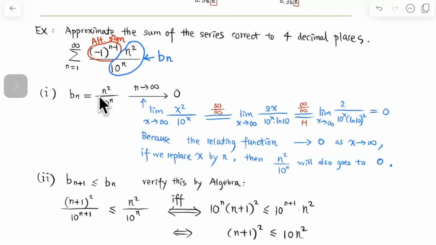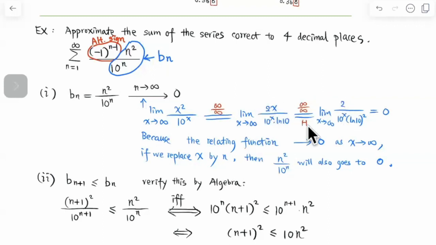As n goes to infinity, does this go to zero? Well, it might not be obvious in the beginning. However, let's think about replacing the n here by x. Then we have a limit of type infinity over infinity, and we can apply L'Hopital's rule for this. We get 2x over the derivative of 10 to the x, which is 10 to the x times ln of 10. Again, this is an infinity over infinity type indeterminate limit. Then apply L'Hopital's rule one more time.